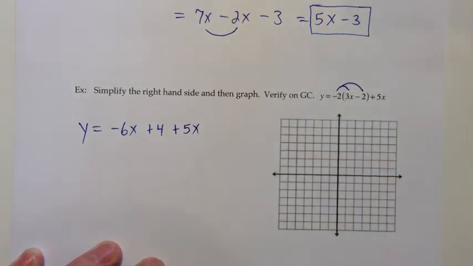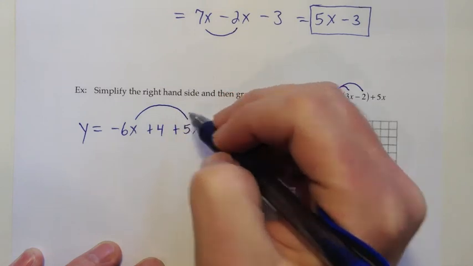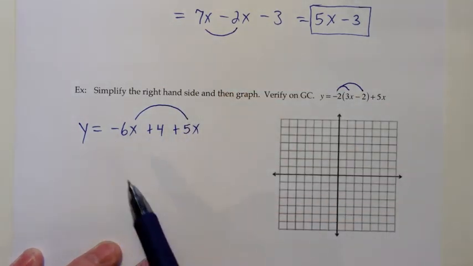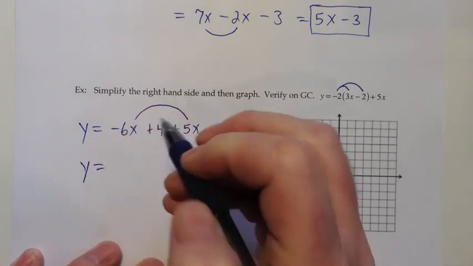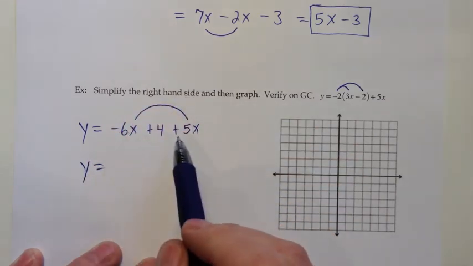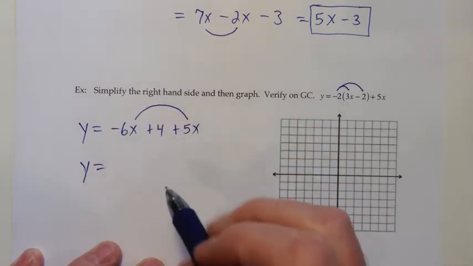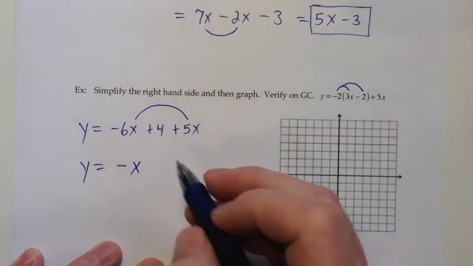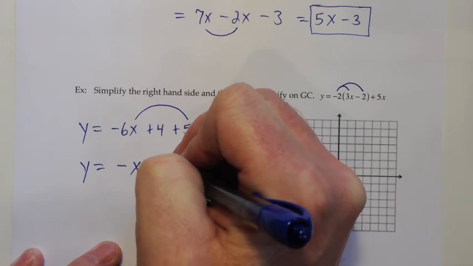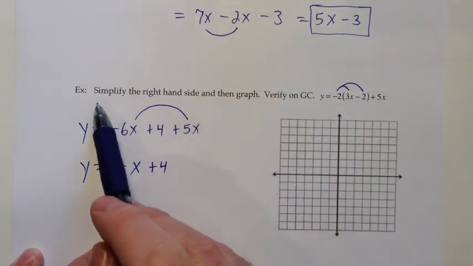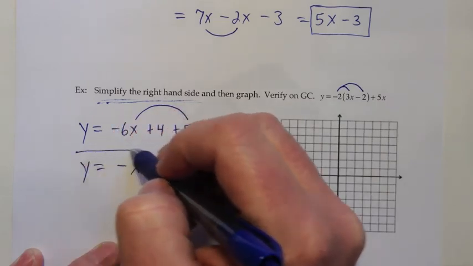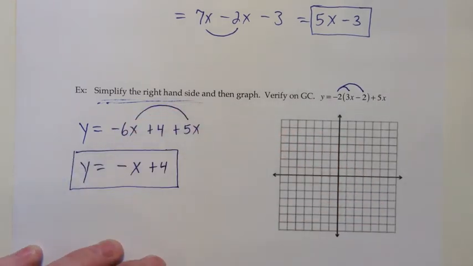And just like in the examples above, once we have cleared parentheses, we'd want to combine our like terms, and just remembering this is not a 6x, but a negative 6x. So y equals, and we have negative 6x plus 5x. Negative 6 plus 5 would be negative 1, or I could just write negative x, and then we have the plus 4. So that's been simplified now, which is part of what they asked us to do, simplify the right-hand side. So I could box that, if you want, as my answer.